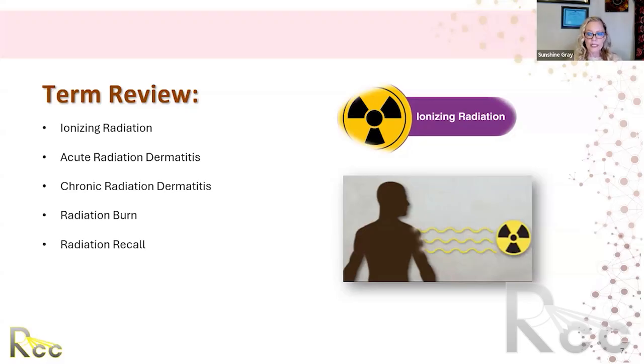Some of the characteristics include that they can be dose dependent in their clinical pattern and also opiate resistant pain. Radiation recall is an acute inflammatory reaction confined to the area of previous radiation, and this is usually triggered by certain drugs, and we often see this with chemotherapy.